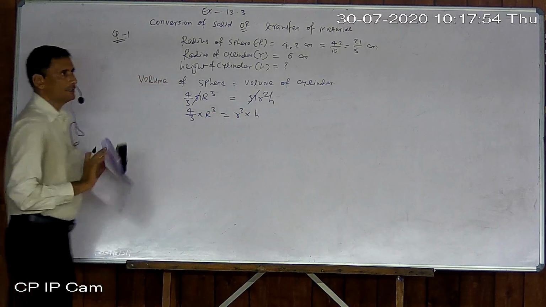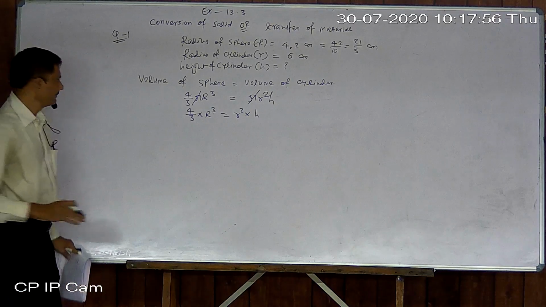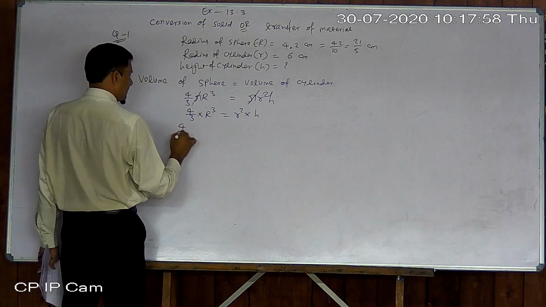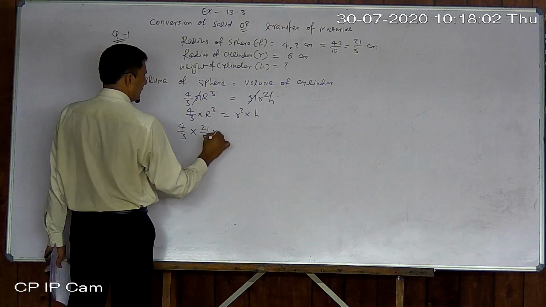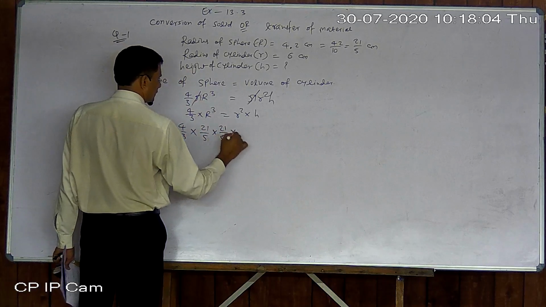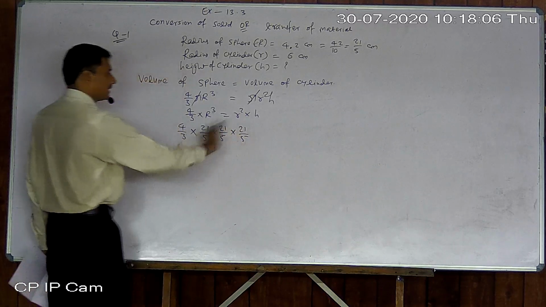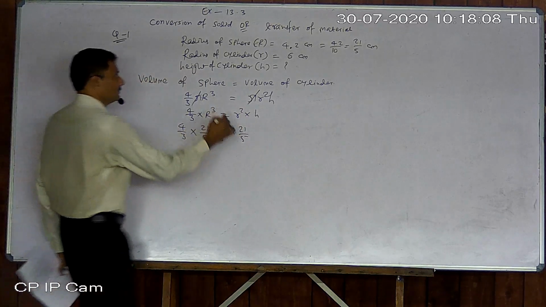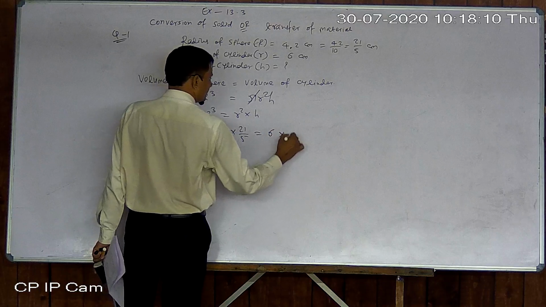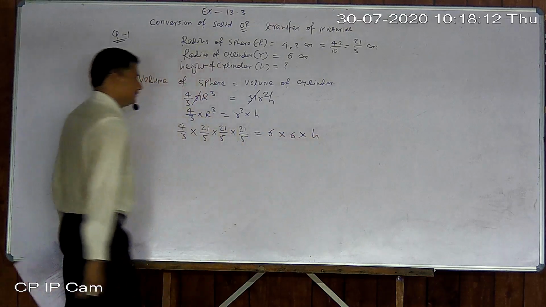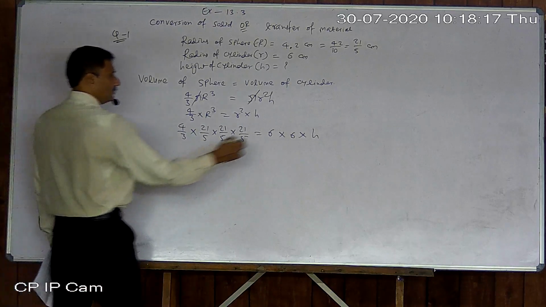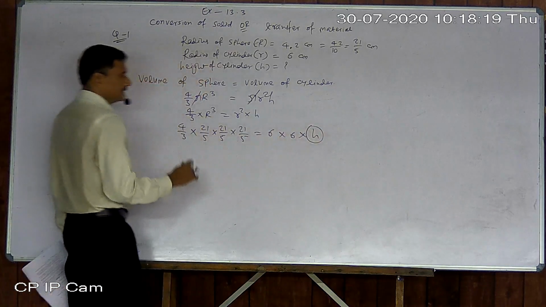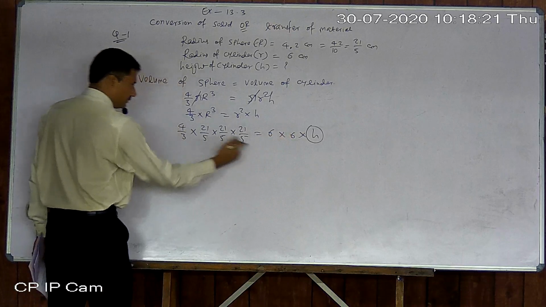Okay. Now the values are ready. 4 by 3 remains 4 by 3 only. Capital R is 21 by 5, but never make the mistake of making a cube here. Just write thrice. Here also write twice. Height is not given. Okay. Now you want height, so just fit this 6 here only.